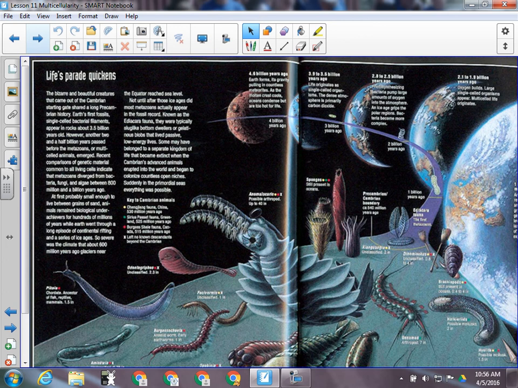So, for more than half of Earth's lifetime, there were no multicellular organisms. Okay? They count for less than half of the Earth's life. Okay, fast forward about another billion years.